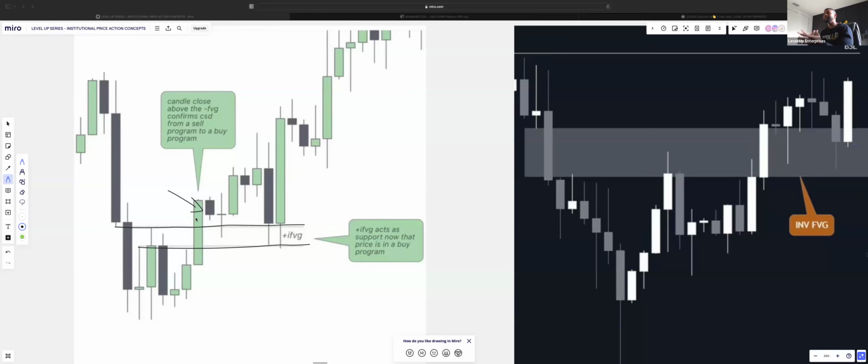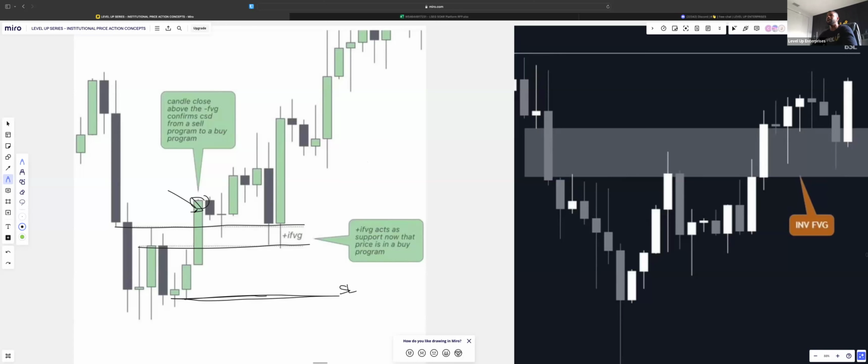I would say get as much information as you can, but I do know people that as soon as they get a close above a fair value gap, they enter a buy, and they will just put probably their stop loss at the low. And as you can see, even if they put their stop loss at the low, this is still a very profitable trade. It never hit your stop loss.